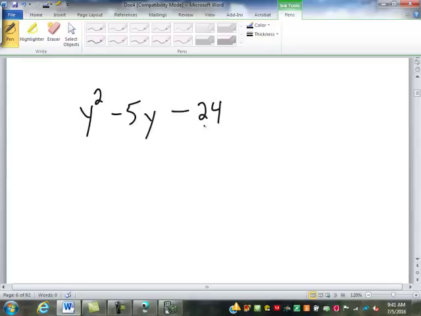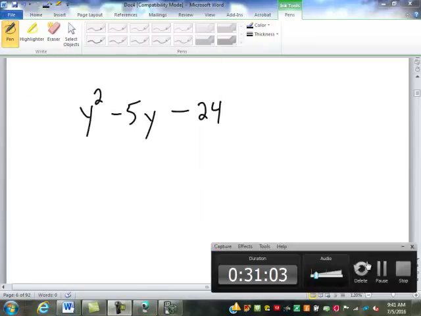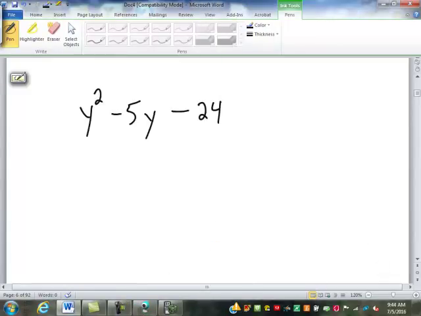I want you to try this one in your notes. See what you come up with. Okay, so first of all, are there any common factors? The correct answer would be no, right? So now we're going to try to split it up.